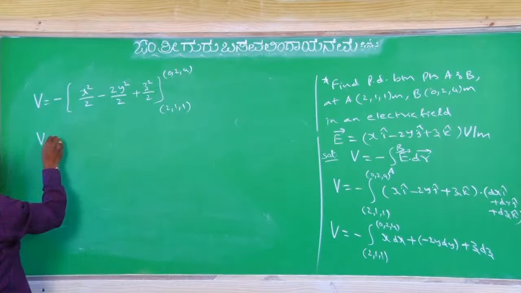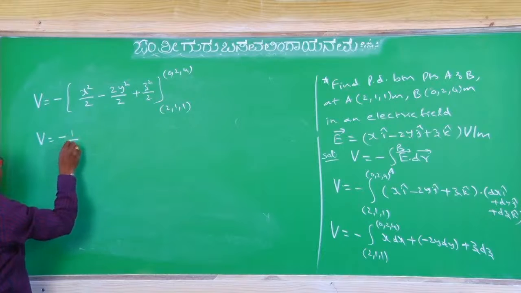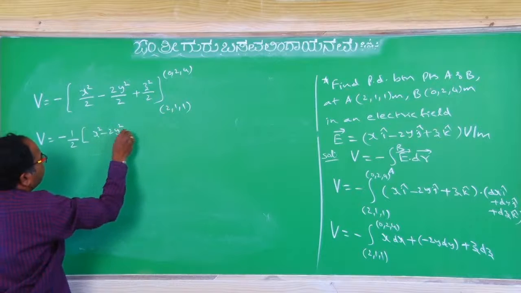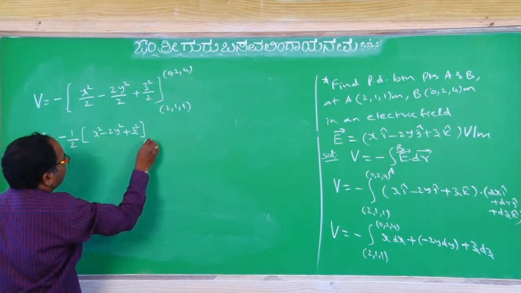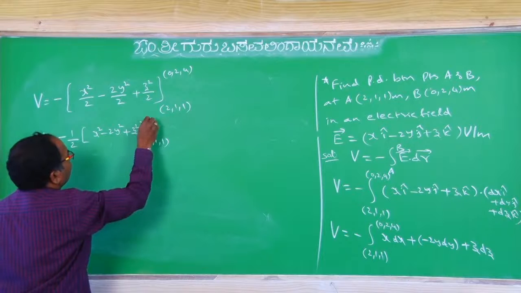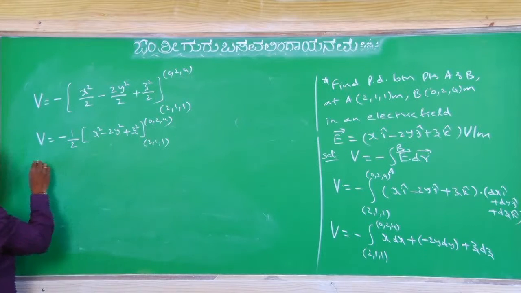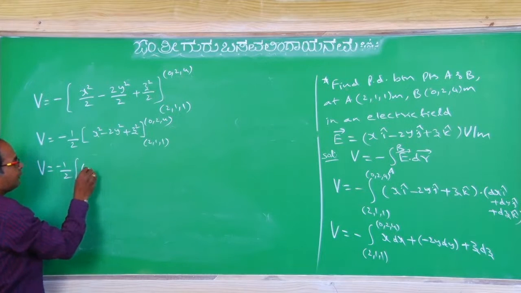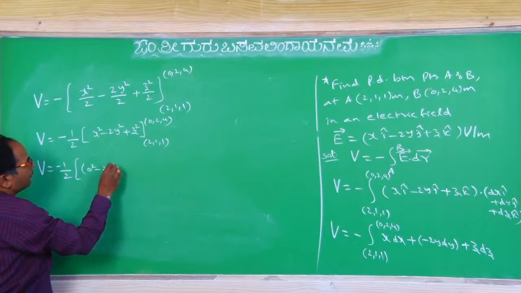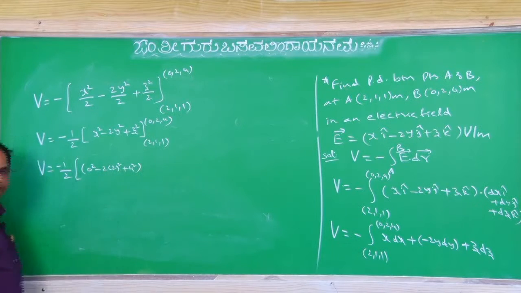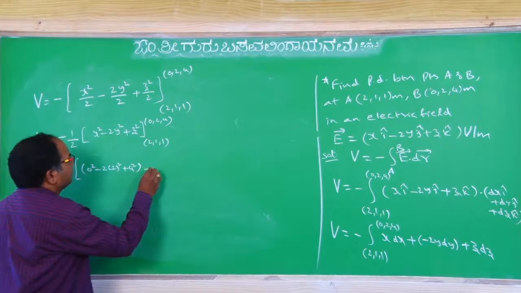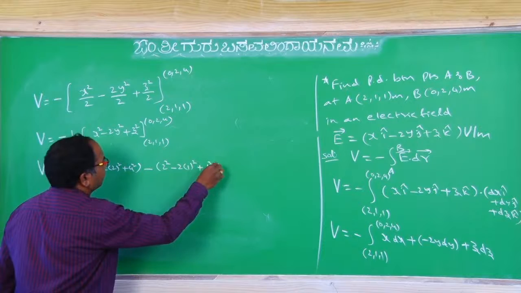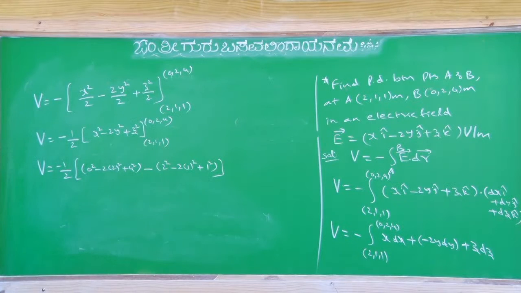So, this one you may write V is equal to minus, suppose 1 by 2 is common, then you may write x square minus 2y square plus z square. Here (2, 1, 1) to (0, 2, 4). So, V is equal to minus 1 by 2. First upper limits. What is this one? 0 square minus 2 into 2 square plus 4 square. Minus lower limits. 2 square minus 2 into 1 whole square plus 1 square. Upper limit, lower limit values.